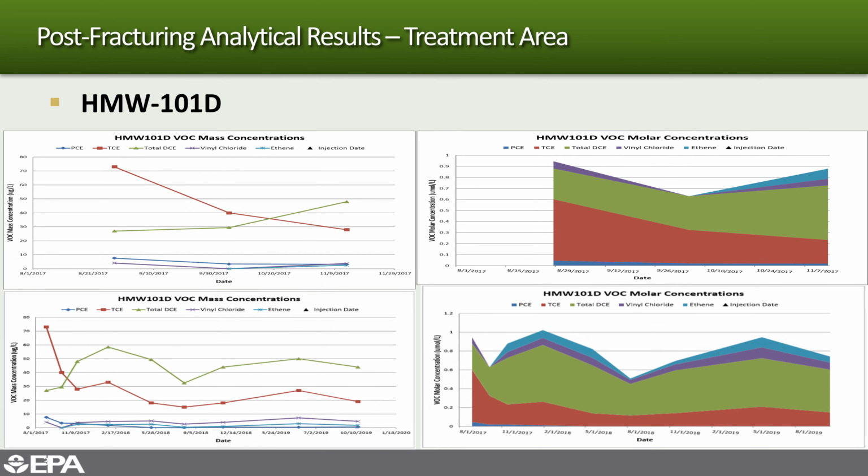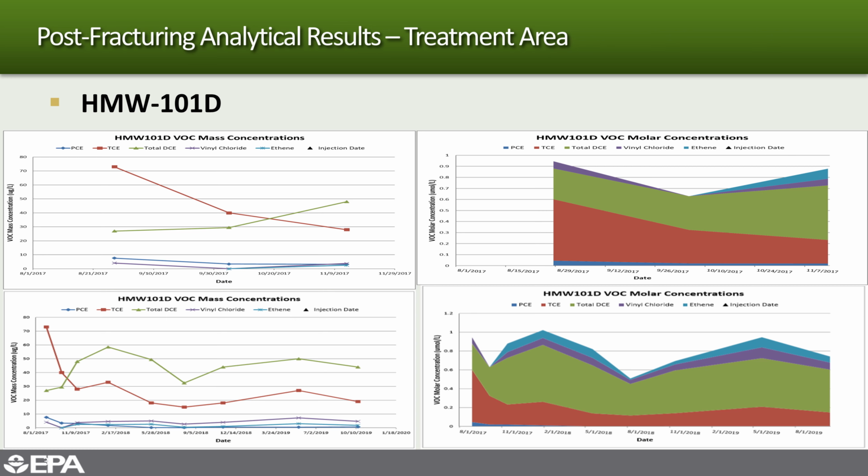Still looking in the treatment area now at HMW101D, but again, we can see following the July 17 event, response both in mass concentration and molar concentrations. We see a continued reduction, in this case, of TCE in red, whether we're looking at molar concentrations. So we're seeing our TCE concentrations doing a nice job of dropping, and our breakdown products responding accordingly.